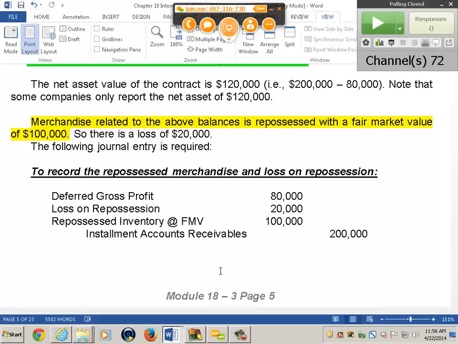All right, any questions on repossessions? This is sort of a little side note, not that difficult, but something you should realize that really I think justifies using the cost recovery method and the installment method in practice.